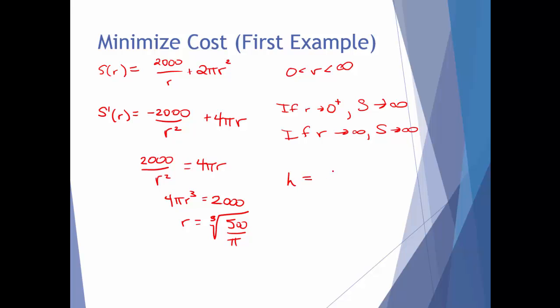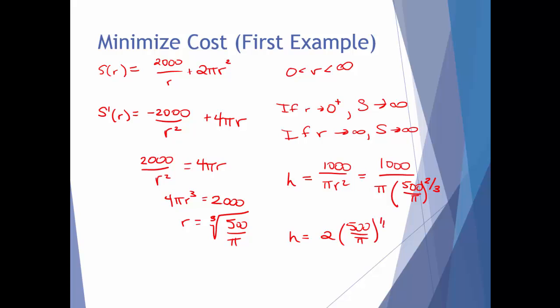So h ends up being, remember it was 1,000 divided by pi r squared. When we solved for h, that's what we got. So for us, that's going to be 1,000 divided by pi times 500 over pi to the 1/3 in the radius, but we're going to square it, so it's going to go to the 2/3. With a little manipulation, you can show that this becomes 2 times 500 over pi raised to the 1/3, which if you notice, is the cube root of 500 over pi, also known as r. So the height should be twice the radius. And those are the dimensions that will minimize the cost in this particular example.